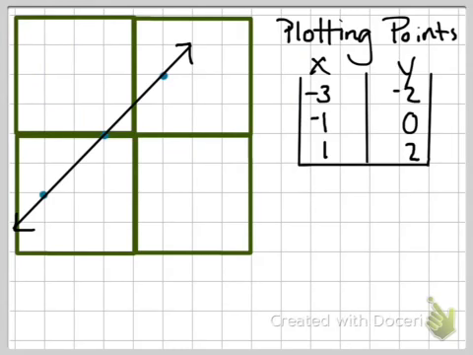Since plotting points is a big deal in geometry, I thought you might want to learn it. Right here, if you have x of negative 3 and y of negative 2, you'll see that that point right there is where it'll be. Negative 1 and 0 goes right there. And 1, 2 goes right there. There you have a straight line from the points we have plotted.